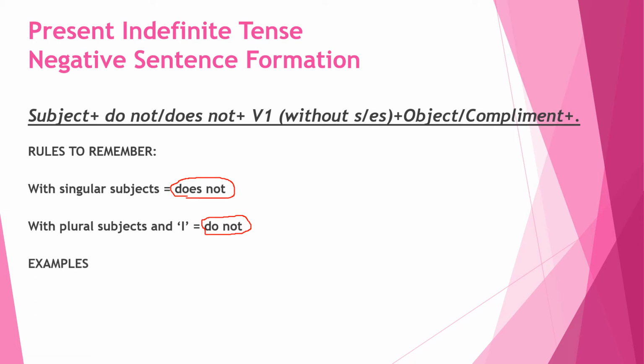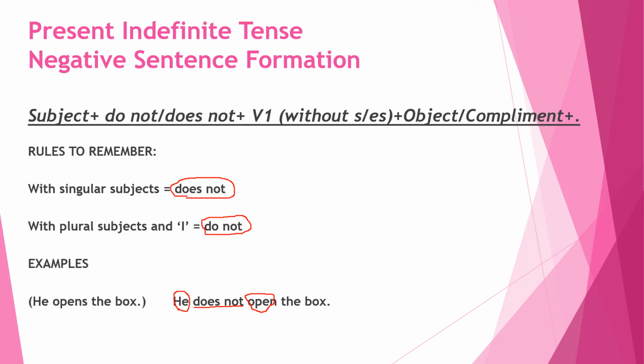So here are some examples. See, your sentence was he opens the box. Here its negative becomes he does not open the box. So you see, our subject here was singular, he, it is singular. So with he, I have added does not, right? And again, open, I have omitted s here.